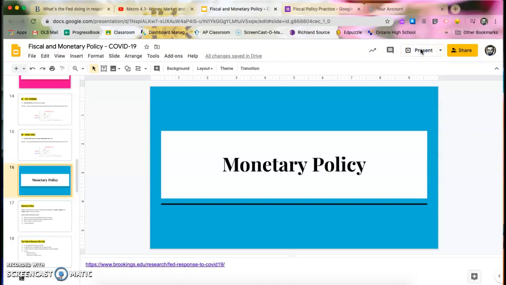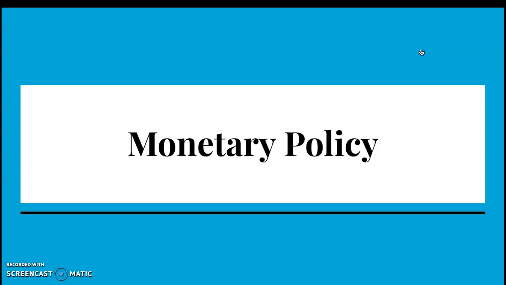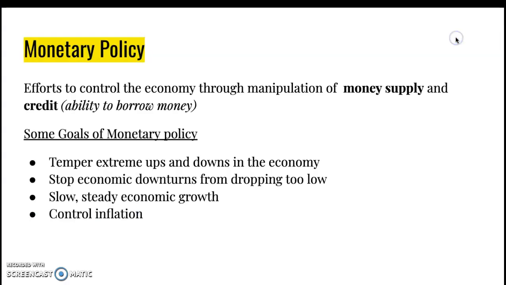Hey guys, over the next couple days, we're going to look at monetary policy. So, yesterday, fiscal policy, that's taxing and spending to manipulate the economy. Monetary policy is different. It's more like policy for banks that ends up affecting us. So, here's what you need to know.